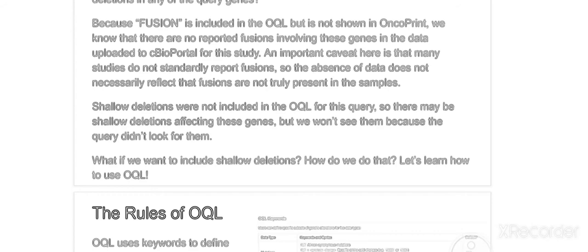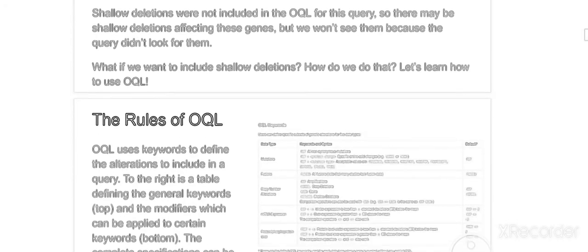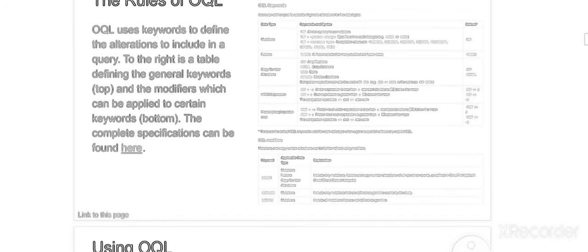So there may be shallow deletions affecting these genes, but we won't see them because the query didn't look for them. What if we want to include shallow deletions? How do we do that? Let's learn how to use Onco Query Language. Rules of Onco Query Language.